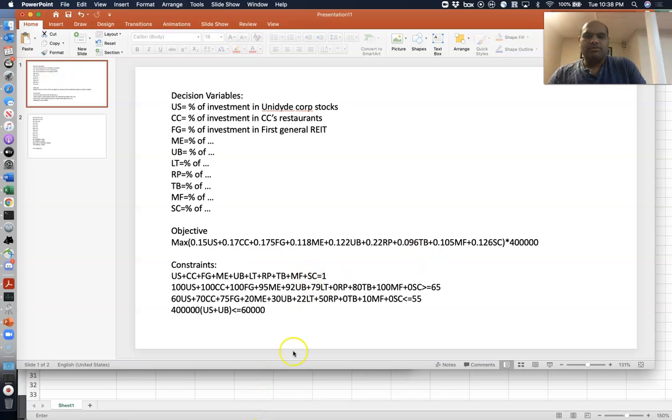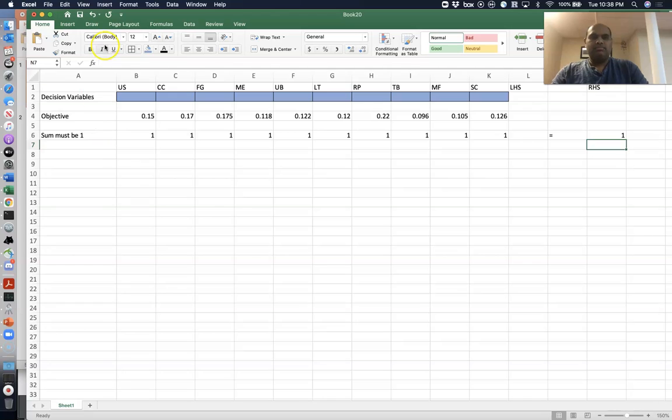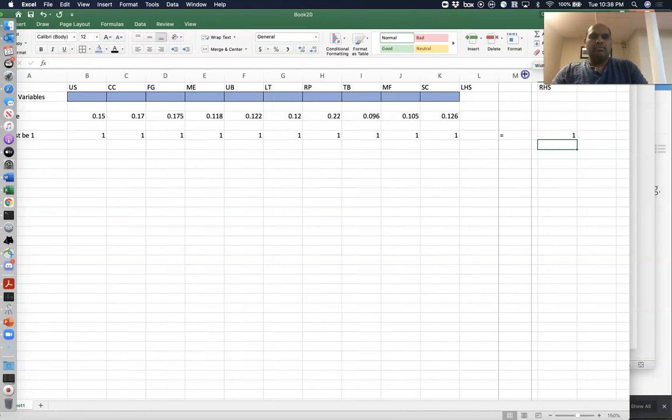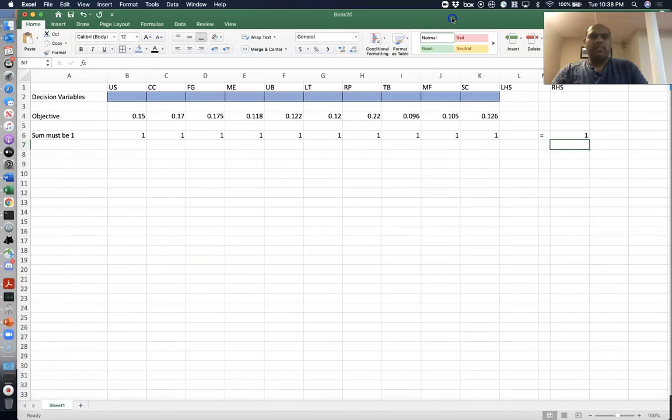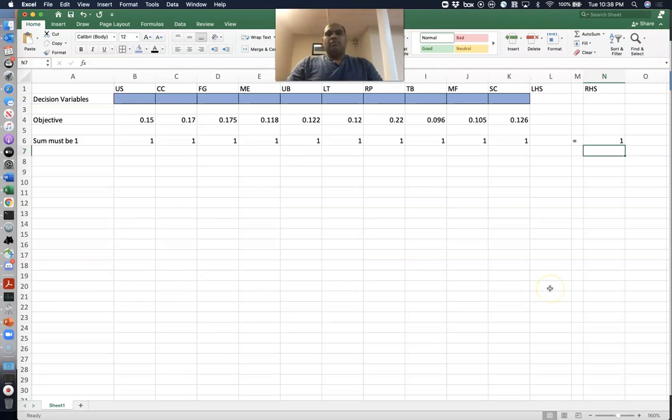So let's begin with the equal to constraint first. The equal to constraint says that the sum of all of the percentages needs to add up to be equal to 1, right? Okay, so the sum has to be 1.